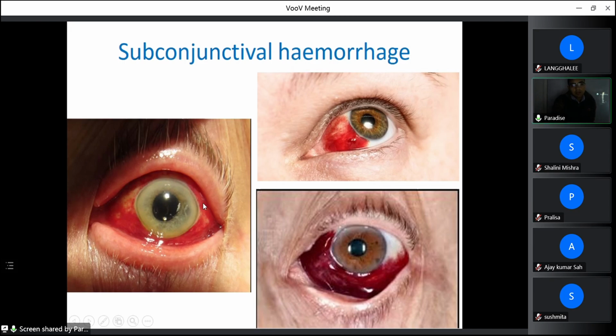Okay. Another question is, in case of subconjunctival hemorrhage, the blood appears bright red. Why? In case of subconjunctival hemorrhage, the blood which is accumulated within the conjunctiva in front of the sclera, just adjacent to the sclera, appears more bright. What is the reason behind it?